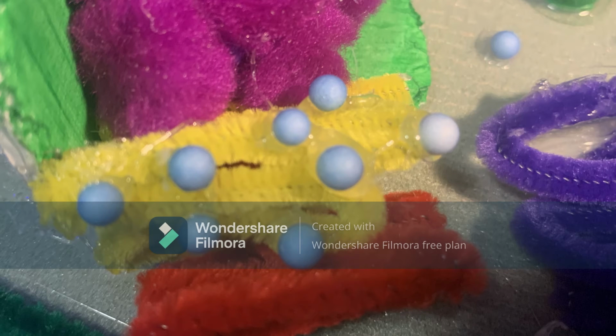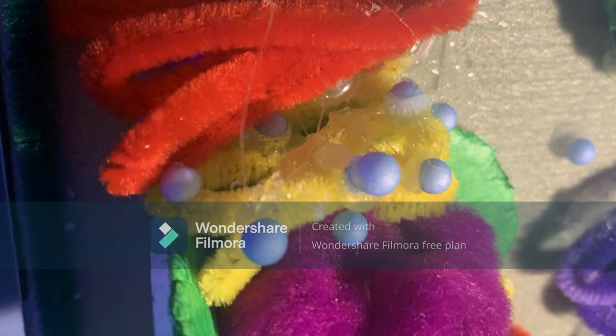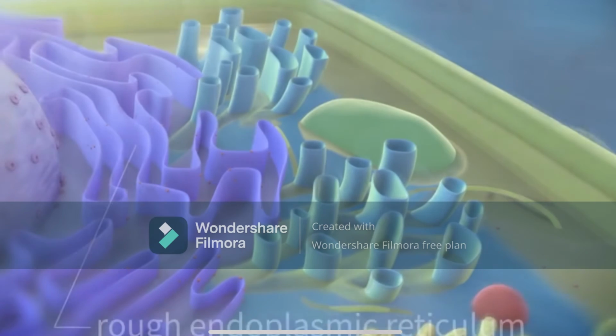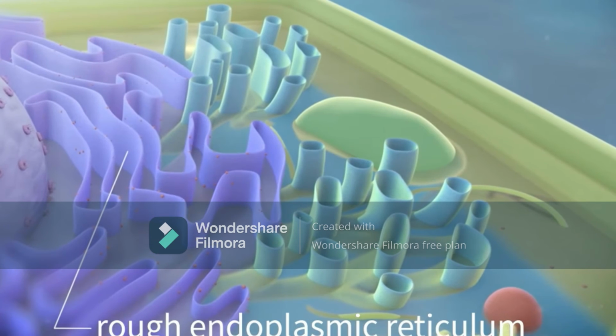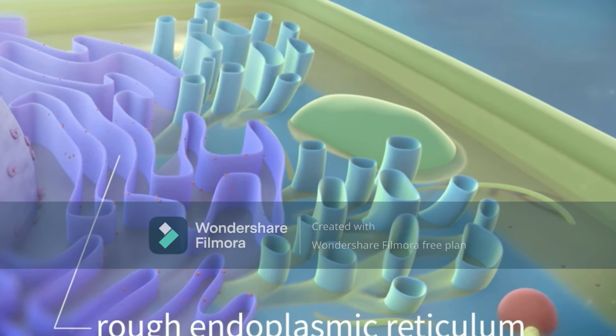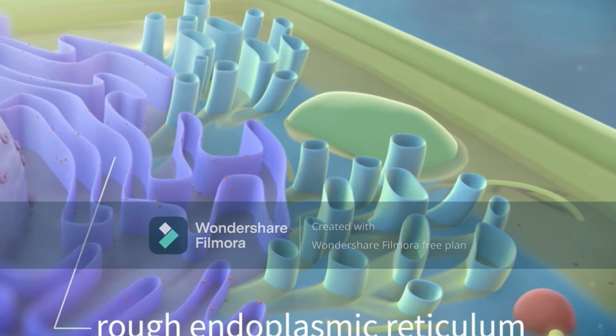The rough endoplasmic reticulum located near the nucleus has ribosomes on its surface and is represented by yellow pipe cleaners with blue foam balls or ribosomes on the top. The main function of the rough ER is to synthesize proteins.